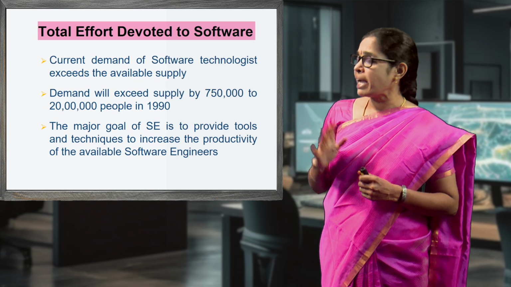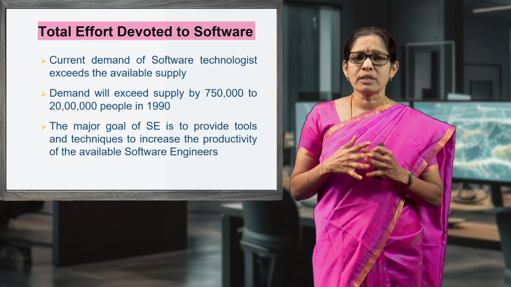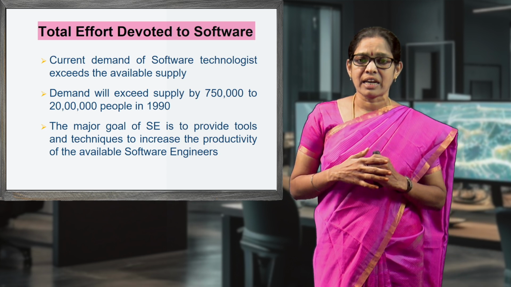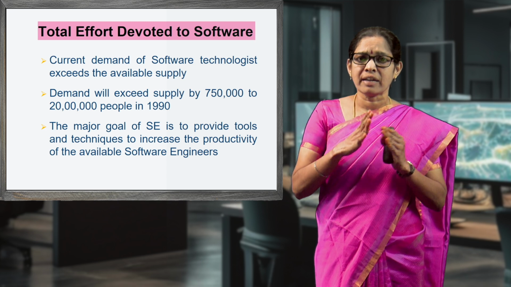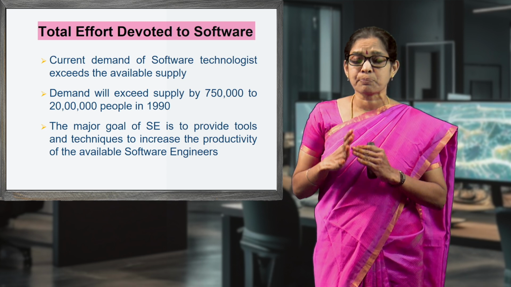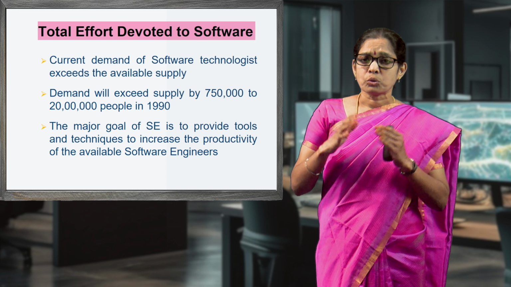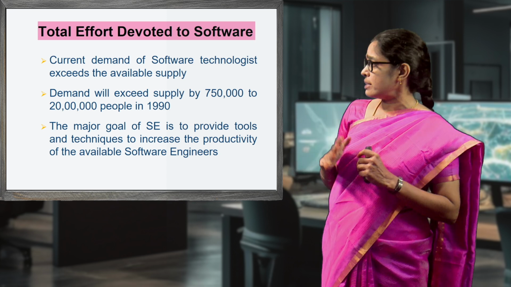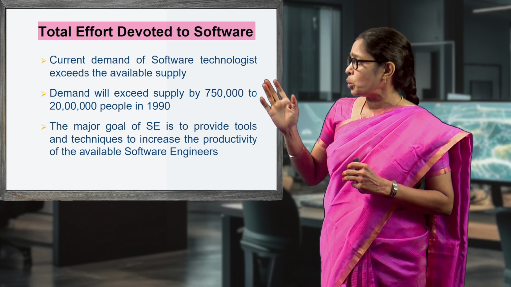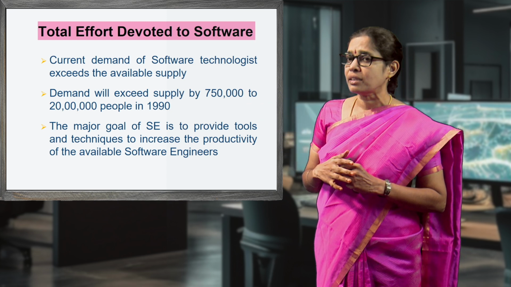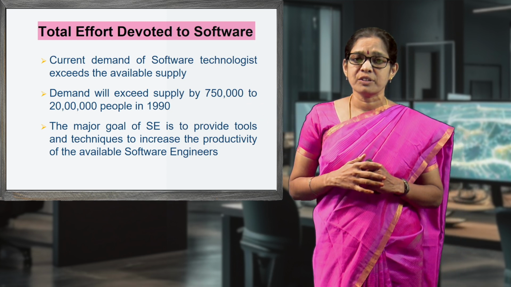So, the current demand for software technologists exceeds the available supply. The supply may be from 7.5 lakhs to 20 lakhs people in 1990. So, the major goal of software engineering is to provide tools and techniques to increase the productivity of the available software engineers.